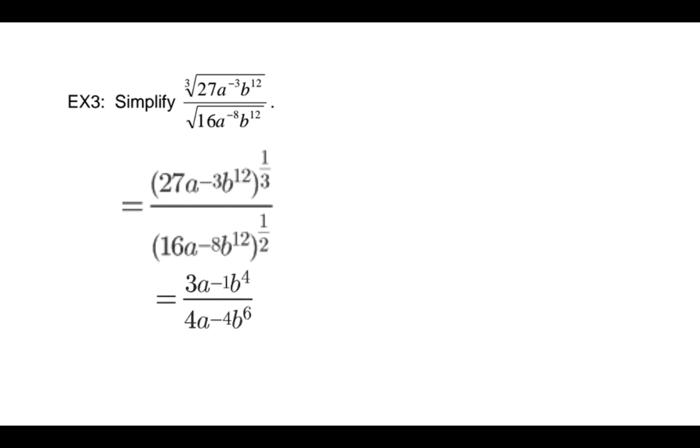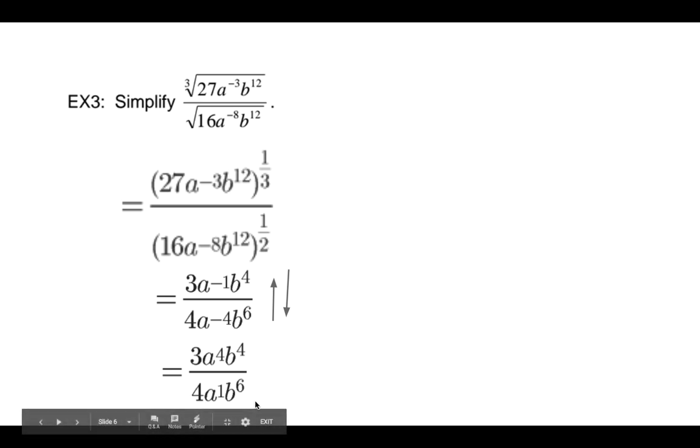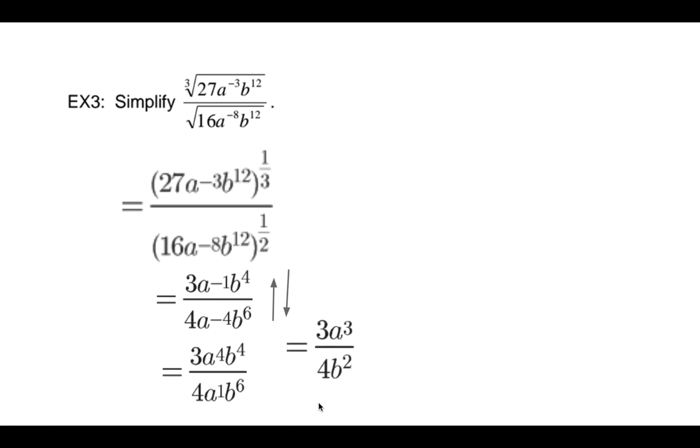And then we can slide the a to the 4 up and the a to the -1 down. Notice that the b to the 4, b to the 6, the 3 and the 4, they don't change, just the a to the 4 and the a to the 1. And now we can simplify. So the a cancels out with a to the 4, the b to the 4 cancels out with b to the 6, and we end up with 3a cubed over 4b squared. Okay? So one like this, there's a couple of choices you can do here.